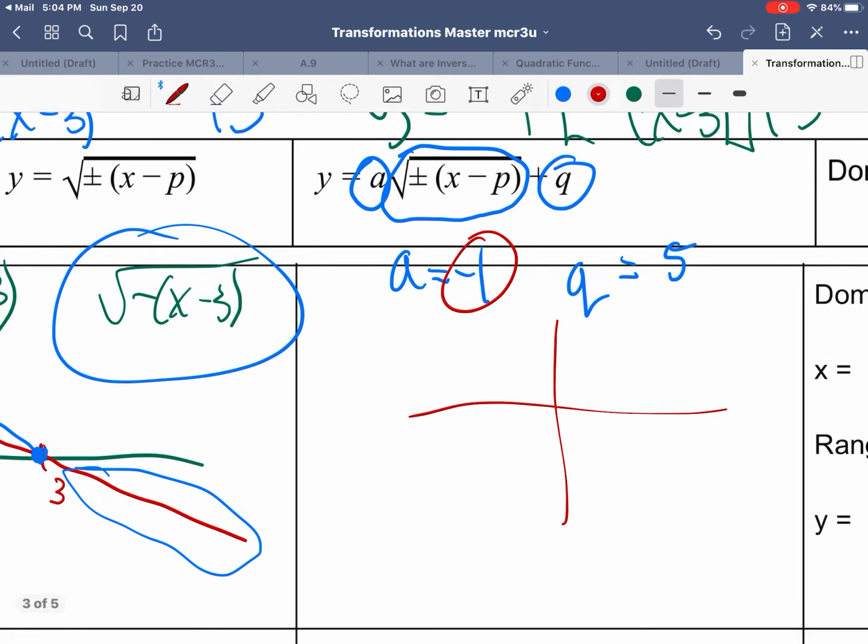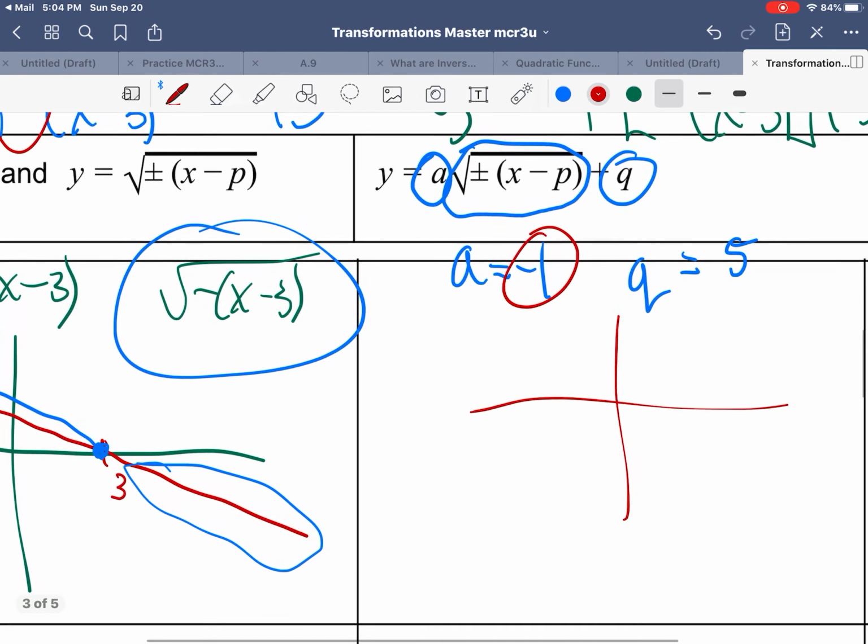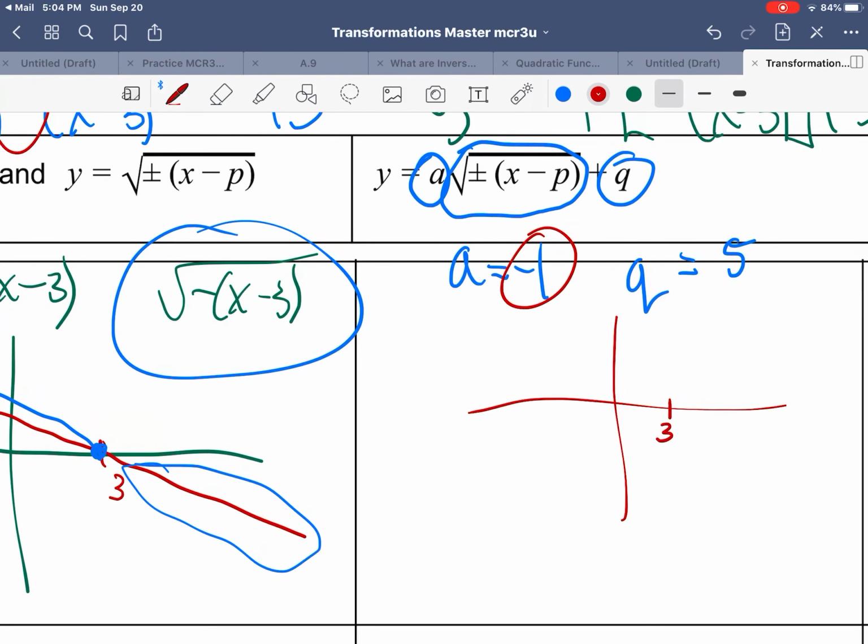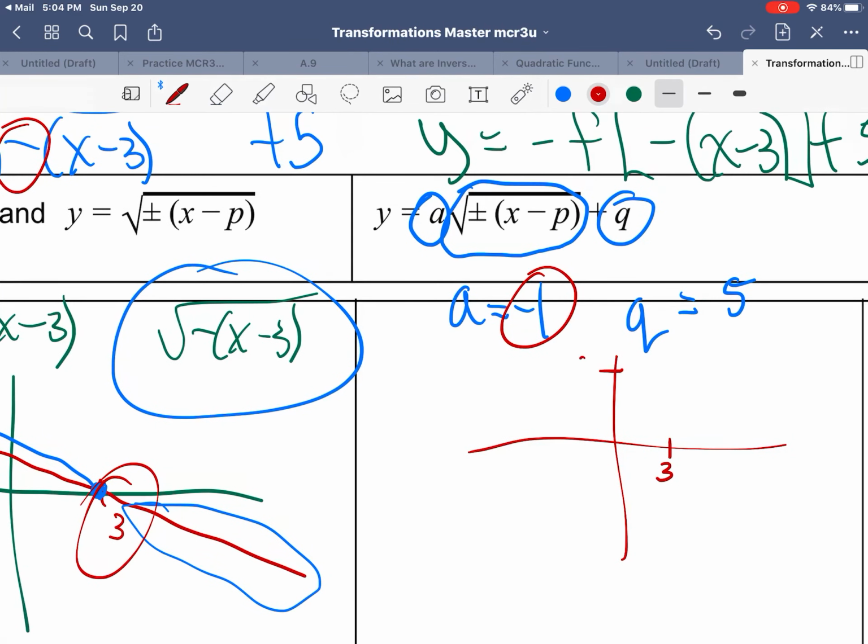So I know that the X value of the cusp will be 3, and that comes from the 3 over here. The Q value will be 5 right there. And I also know that this graph will take on the shape where it's vertically reflected and horizontally reflected. So it will look like this, right from here to here.